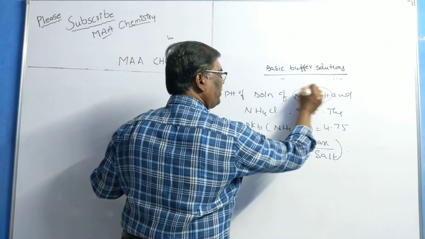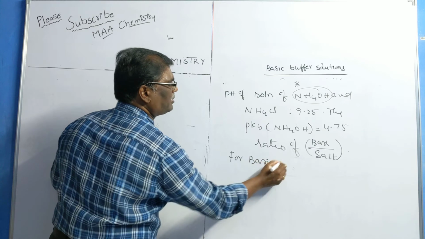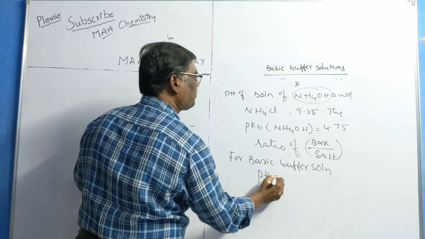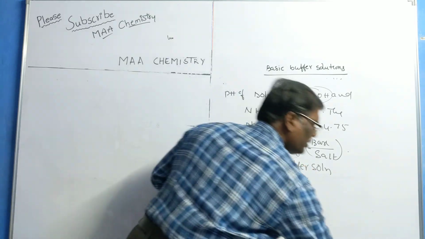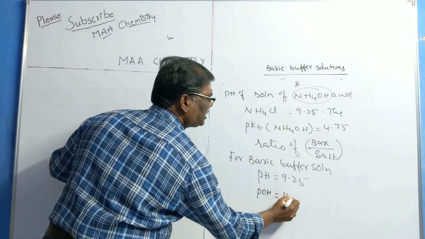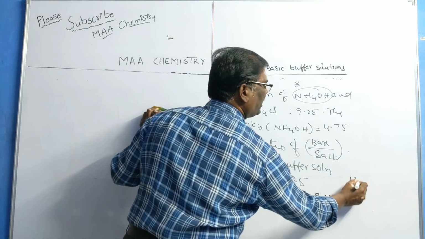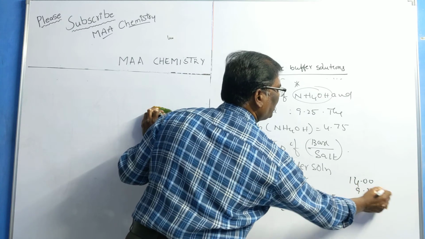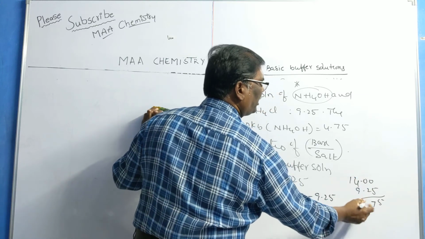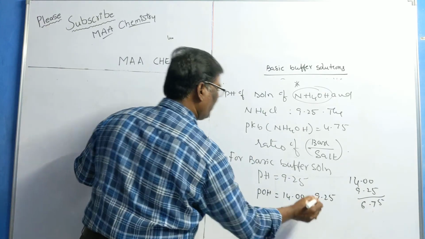First, you remember this is a basic buffer solution. For a basic buffer solution, you are given pH equal to 9.25. Now you take pOH. pOH is 14 minus 9.25. 14.00 minus 9.25 gives what? 5 here. Here how much are we getting? 7. Here 13 minus 9 means 6 we are getting. So I am getting 4.75.